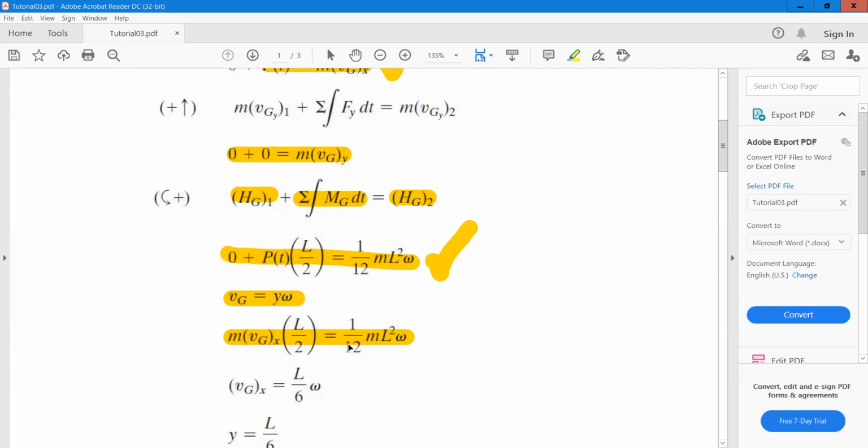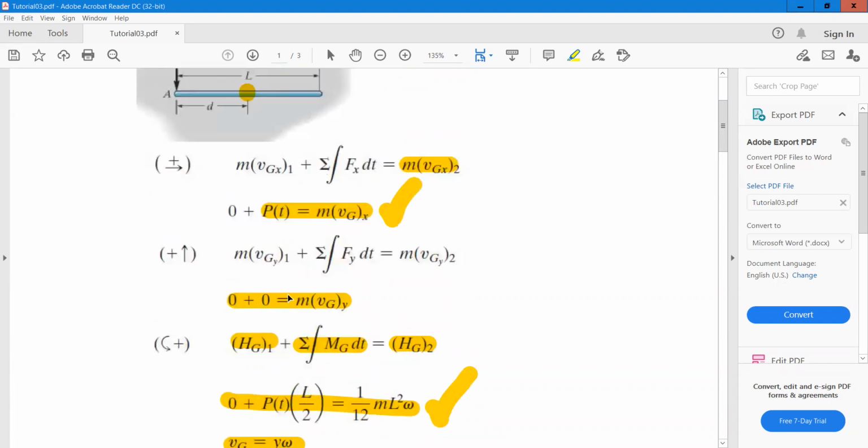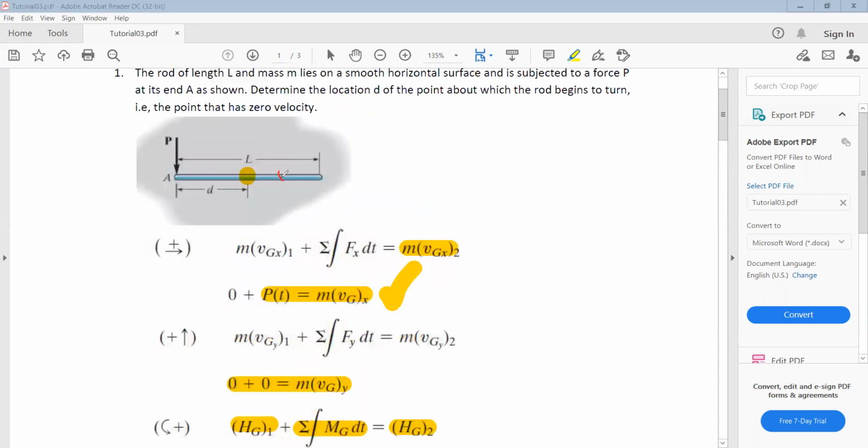So from this equation, we can substitute VGX is equal to y times omega, because as I told you, if we assume that this is the point, of course, this d is not clear, because this d, in fact, is the position of point C, which is the point that this rod is rotating about. So, in fact, if we assume that this is D, it's not very clear.